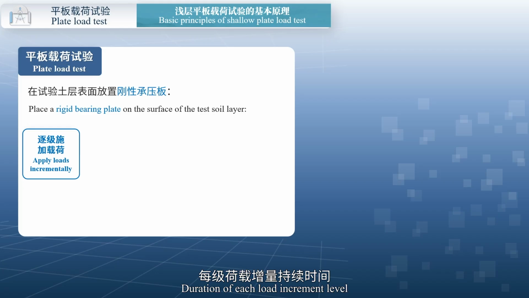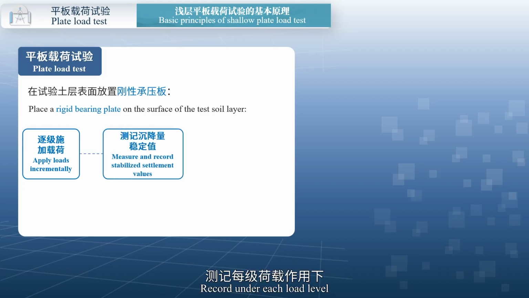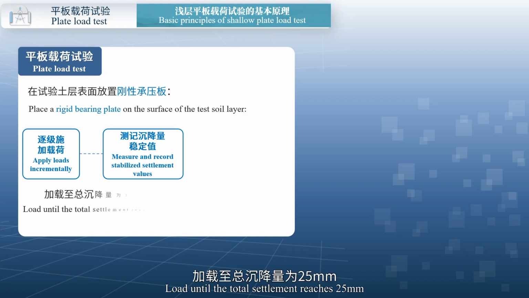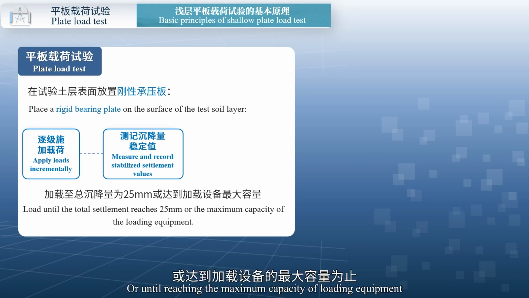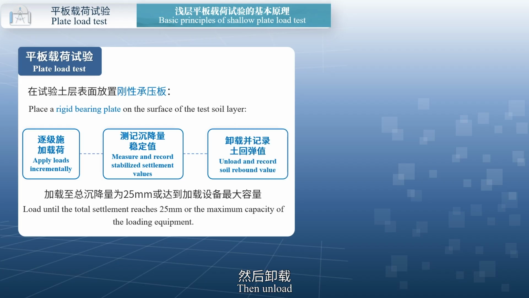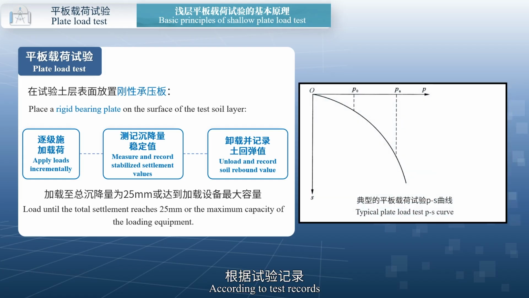For the duration of each load increment level, conduct observations according to the standard. Record the stable value of load plate settlement under each load level. Load until the total settlement reaches 25 millimeters, or until reaching the maximum capacity of loading equipment. Then, unload. Its duration should not be less than the duration of the first level load increment. And record the rebound value of the soil according to test records.